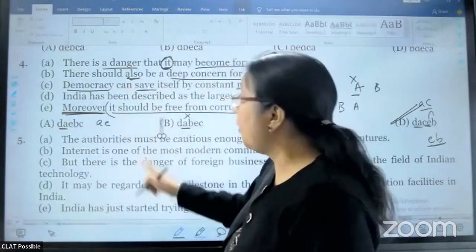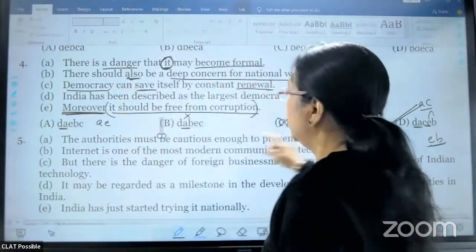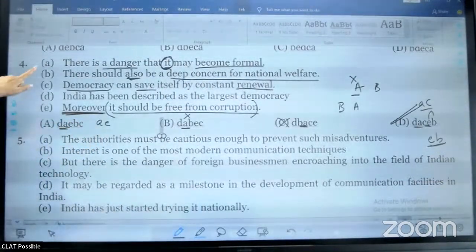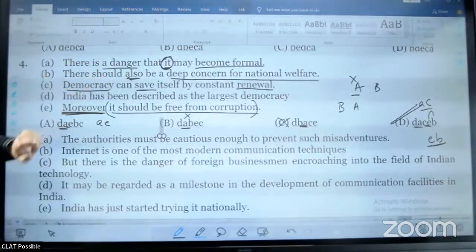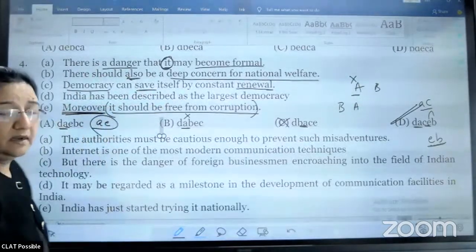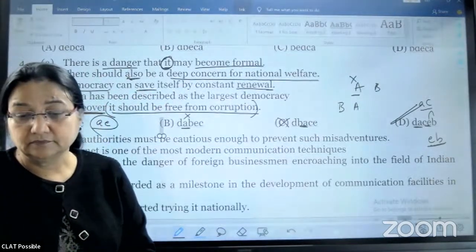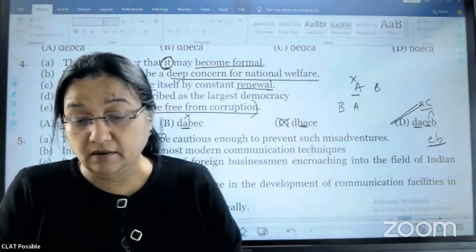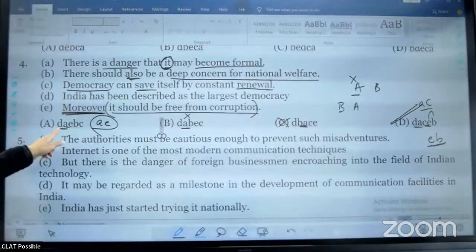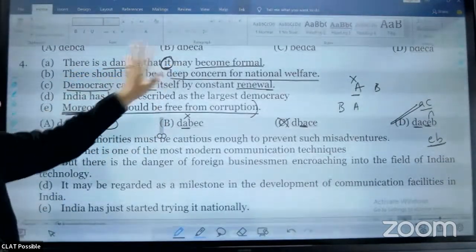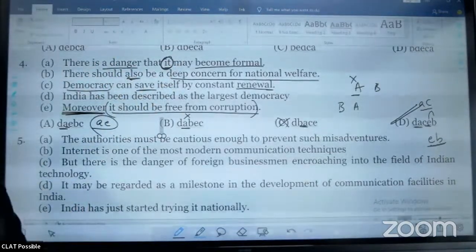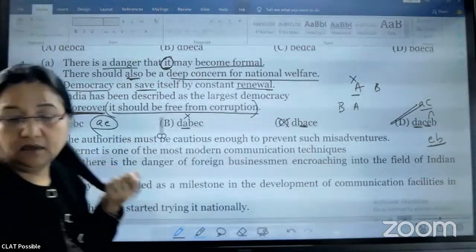A option becomes wrong because, please have a look here, A and E are not linked. Can you see the A? There is a danger that it may become formal, and you say moreover it should be free from corruption. What is the pair here? Look at this. It was lost here only. Answers D. Very good, Ria. A and E did not match because A talked about there is a danger, it may become formal. And E said, moreover, it should be free from corruption. It's absolutely not good.